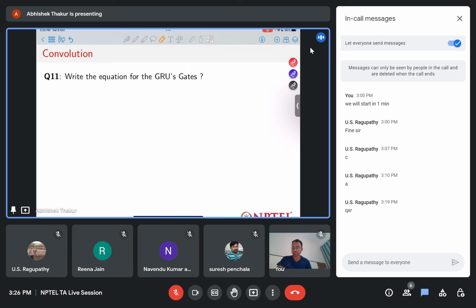So this is just writing the equation for the GRU's gate. So in GRU's gate, what happens? There is no explicit forget gate here. So forget gate and input gates are tied together instead of forget gates. So there is no equation for FT here. The equation will be only for the outputs and input, that is OT is equal to sigmoid of W naught ST minus 1.